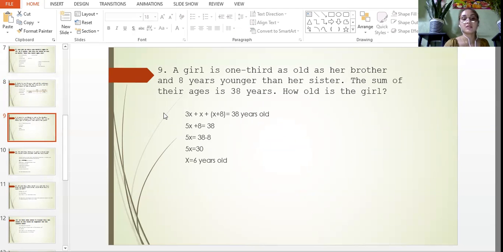Number 9. A girl is 1/3 as old as her brother and 8 years younger than her sister. The sum of their ages is 38 years old. How old is the girl? So 3x plus the quantity of x plus 8 is equal to 38 years old. So 5x plus 8 is equal to 38. Then 5x is equal to 38 minus 8. Then 5x is equal to 30. Then divide both sides by 5. Then x is equal to 6 years old.